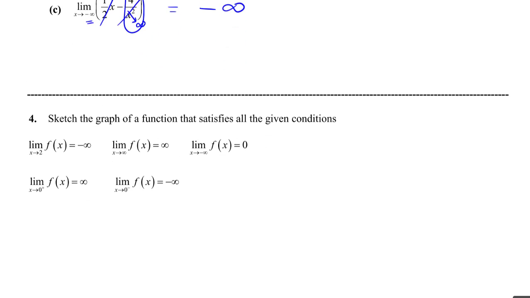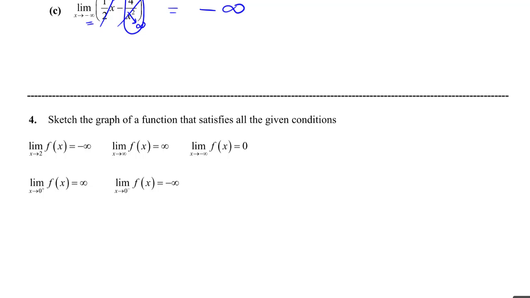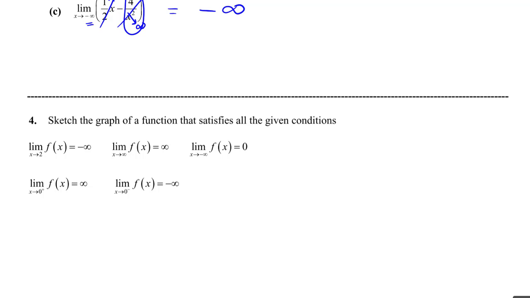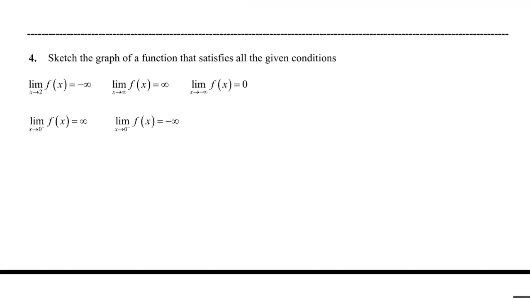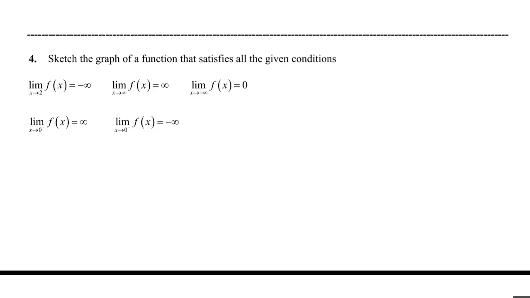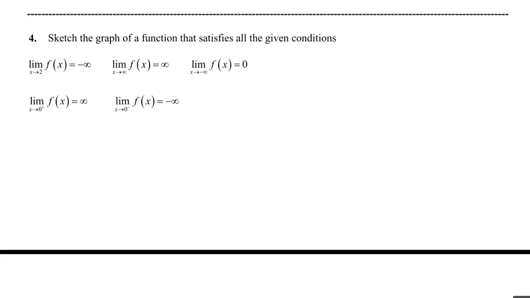All right, so now let's take a look at this one here, where we're going to sketch the graph of a function with all these properties. Okay, good problem here. All right, so let me set up an axis. And let's make sure that we incorporate all this stuff in here. All right, so let's start here.